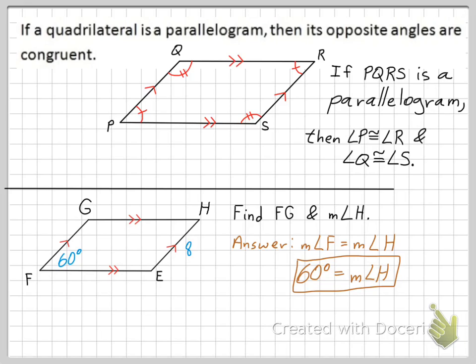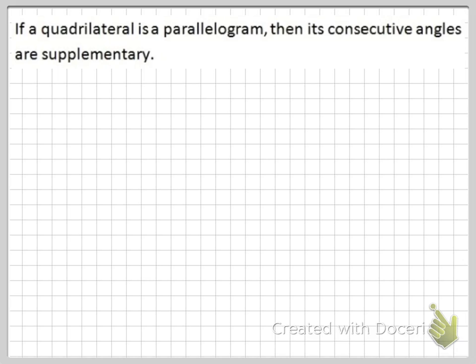And then moving on to find the measure of FG, we have, if a quadrilateral is a parallelogram, then its opposite sides are congruent, right? So this length, FG, is going to equal this length of EH. And we know that EH is 8, so we can substitute EH as 8. And the measure of FG equals the measure of EH, and so the measure of FG equals 8 as well. Okay? All right, moving right along.